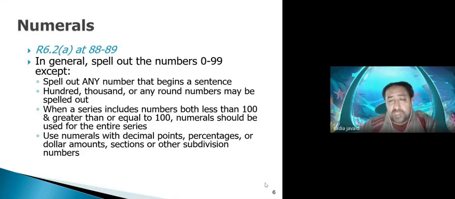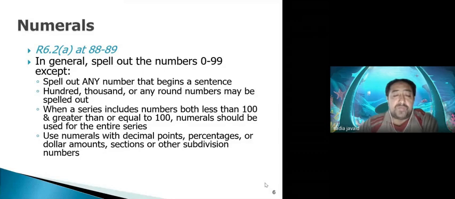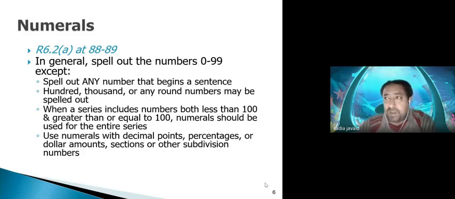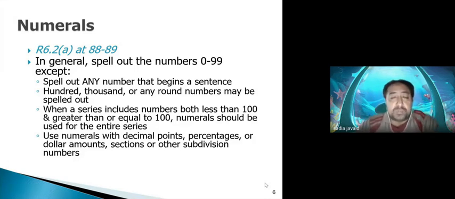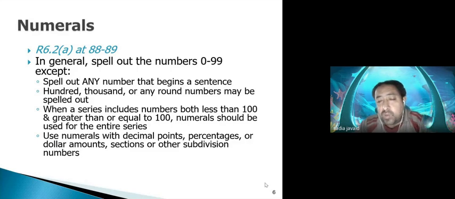R6.2A, 88-89. In general, spell out the numbers 0 through 99, except any number that begins a sentence. Hundreds, thousands, or any number may be spelled out. So just like this, you are telling things in numbers and highlighting what is going on. You are specifying the range: what the starting number is, what the initial number is, what the ending number is. Through numerals, we are providing a description of quantitative terms, what's happening and how it could be going on.